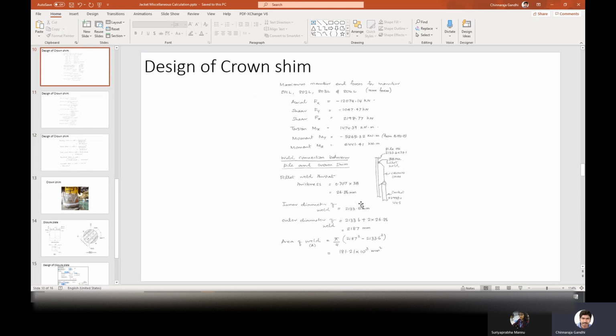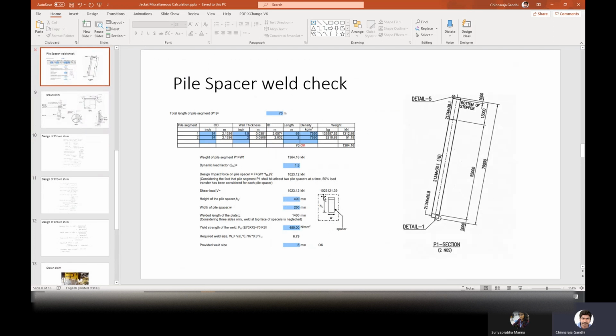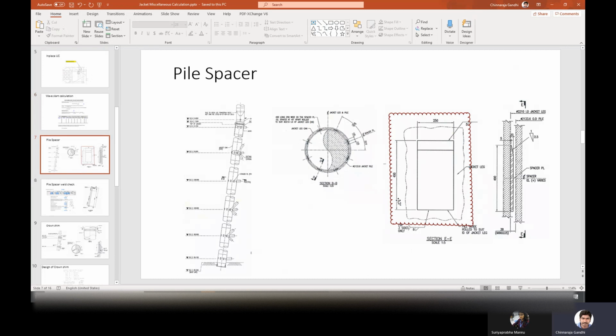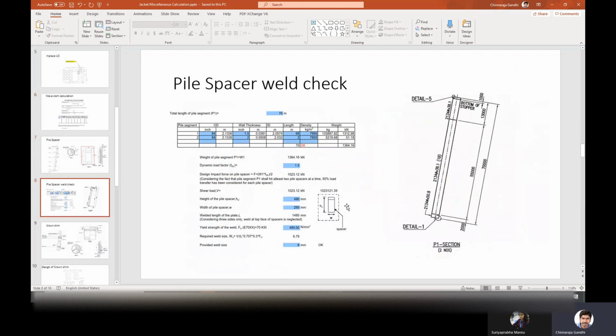If you check all the crown shim design and the spacer plate, here we checked the shear and the length of the weld. If you go back to this one, we calculated the bending moment. From the bending moment and the sectional model, we calculated the UC for bending. For this bending equation we used WL square by 8. Here also the same thing, we used shear.